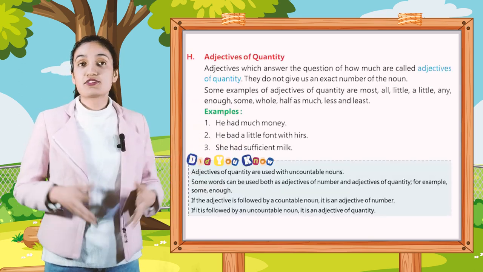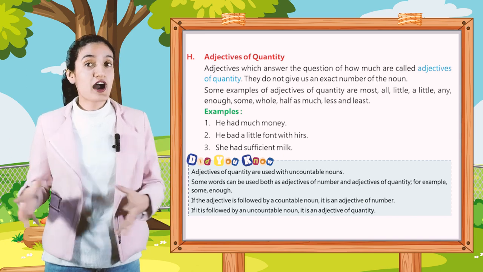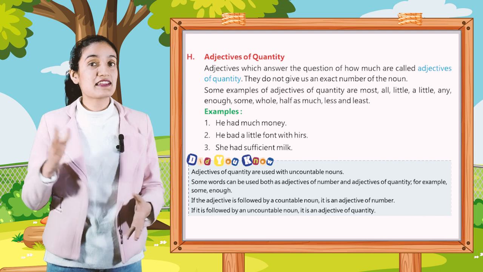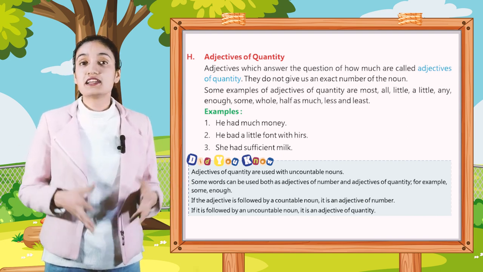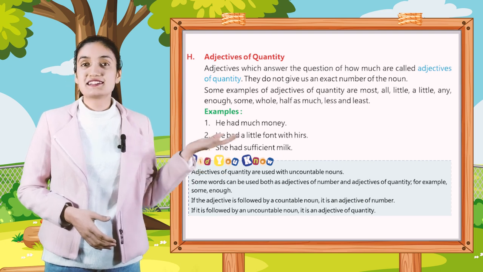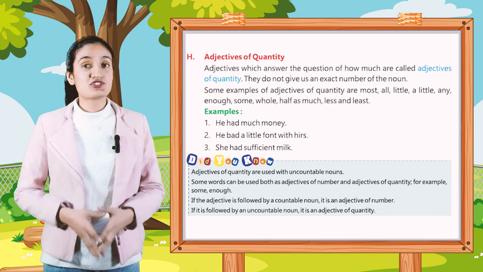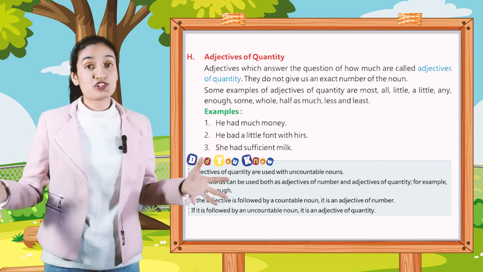H. Adjectives of quantity. Adjectives which answer the question of how much are called adjectives of quantity. They do not give us an exact number of the noun. Some examples of adjectives of quantity are most, all, little, a little, any, enough, some, whole, half, as much, less and least. Example: he had much money.